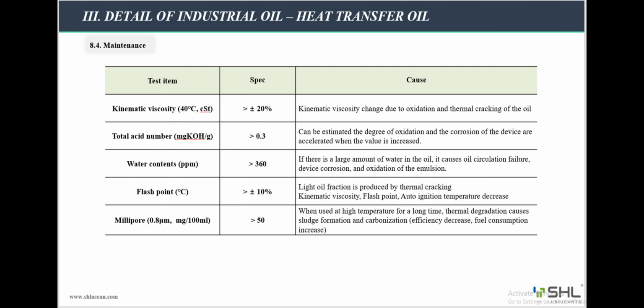Regarding water content infiltrated into the system, make sure it is less than 360 ppm. If there is a large amount of water in the oil, it causes oil circulation failure, device corrosion, and oxidation of the emulsion. In terms of flash point, the change must be less than 10%, and millipore less than 50 mg/100 ml. Due to high millipore, the heat degrades, leading to efficiency decrease, fuel consumption increase and clogged pipes.